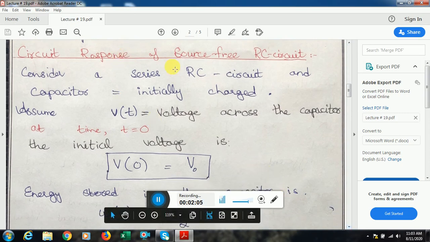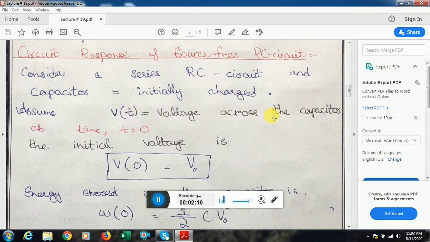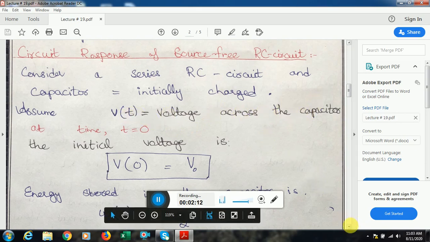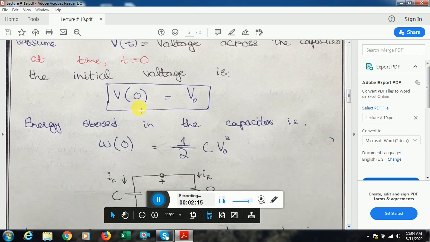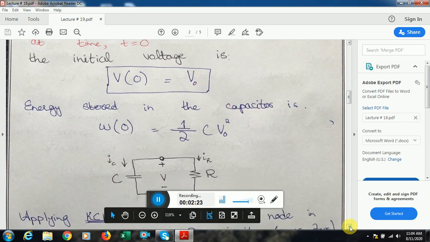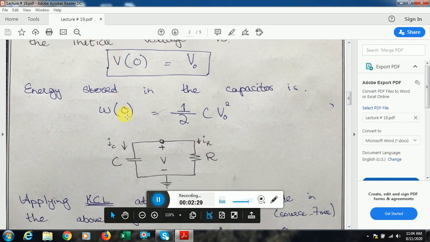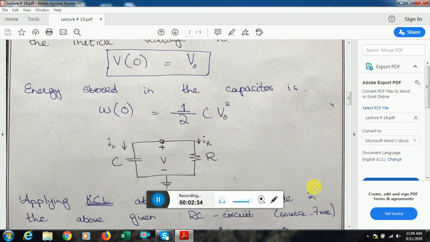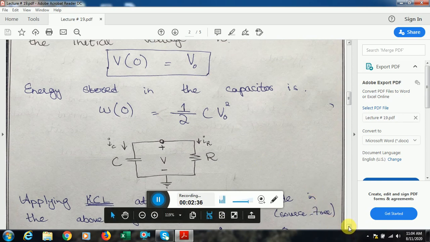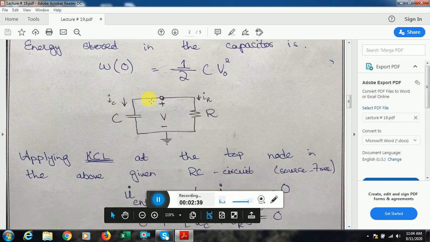Now, to find the circuit response of this source-free RC circuit, we assume that v(t) is the voltage across the capacitor, and at time t equal to 0, v(0) is equal to V naught. If we have to find the energy stored in the capacitor, which you know from the previous chapter, chapter 6, the energy is w equal to 1 by 2 C v square. If I am taking time t equal to 0, then v(0) is replaced by V naught, so this is 1 by 2 C V naught square, and this is the resultant circuit by removing the external voltage source at time t equal to 0.